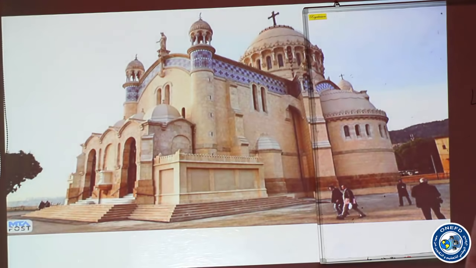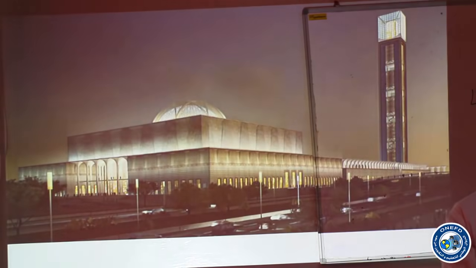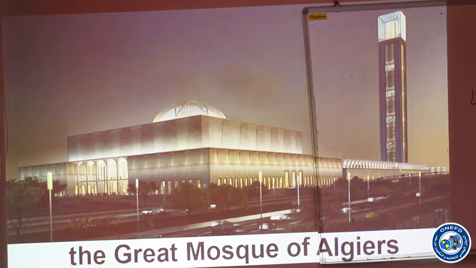The following picture, also it is in Algiers. It is Our Lady of Africa or Notre Dame d'Afrique. The following picture. Okay, it is the Great Mosque of Algiers. Please, my dear pupils, try to take notes.